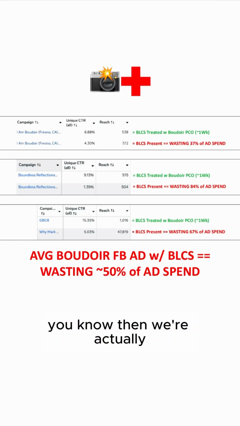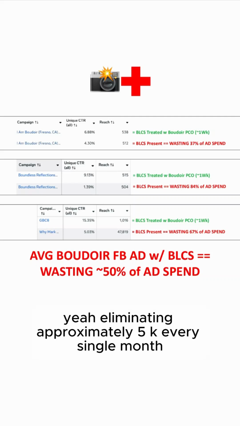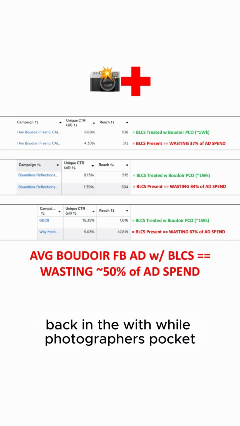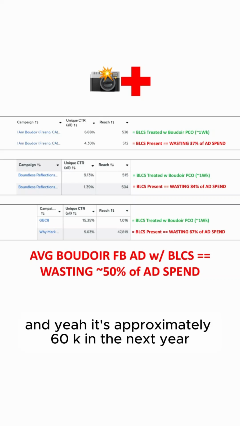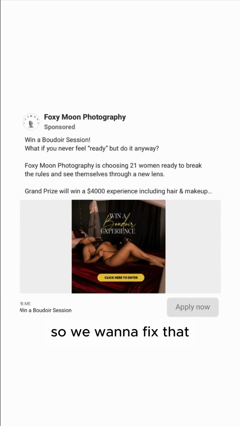then we're actually eliminating approximately 5K every single month, back in the Boudoir photographer's pocket. They keep that, they no longer have to spend it. And it's approximately 60K in the next year. So we want to fix that.